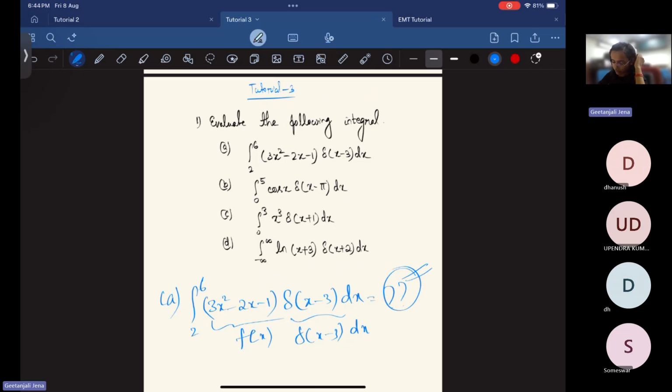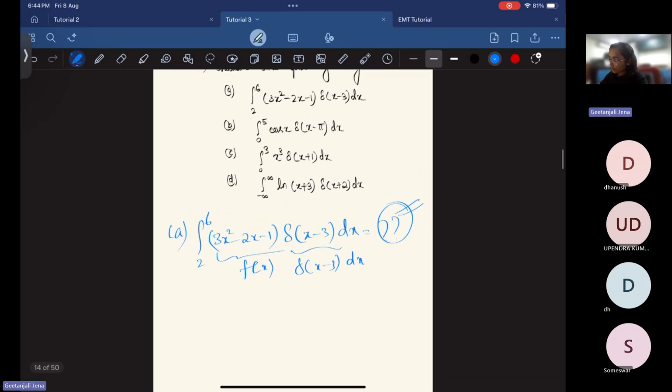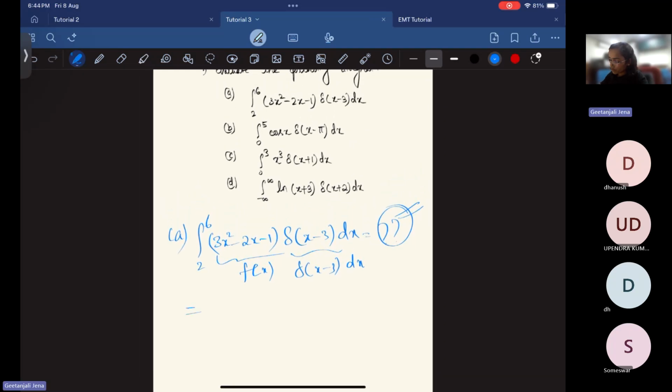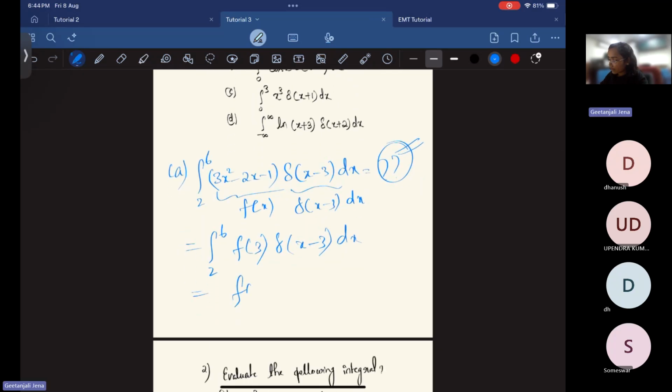This will give 20. Good. So if you recall the lecture, this is nothing but the integral of f of 3 delta x minus 3 dx, and f of 3. You have to see also whether the point where the Dirac delta function is non-zero is lying in the limit or not. Okay, so first check whether this is in the limit. If it is in the limit, then it will give a non-zero value. If not, it will give a zero value.